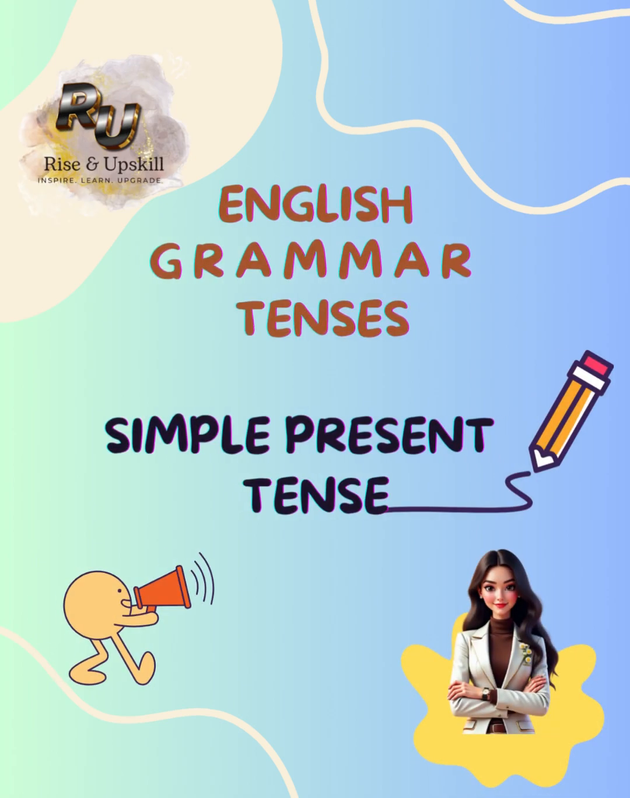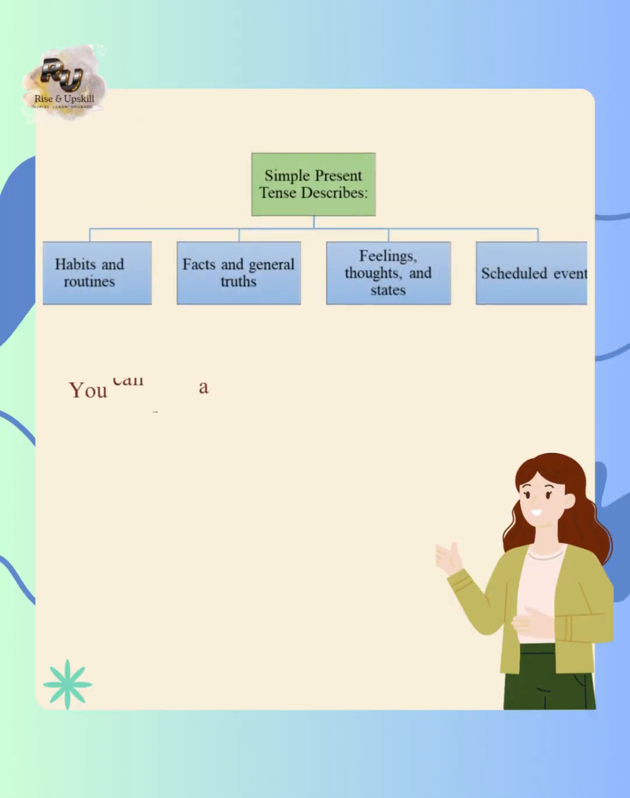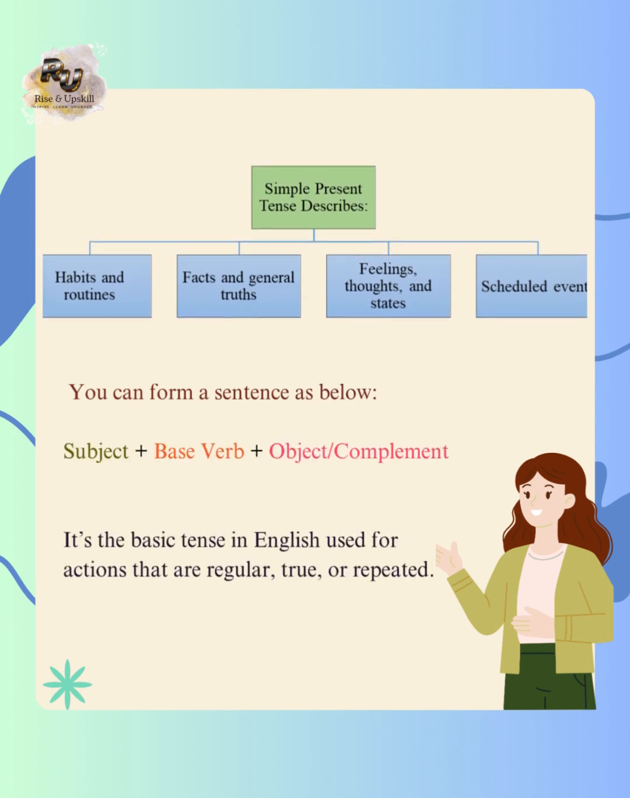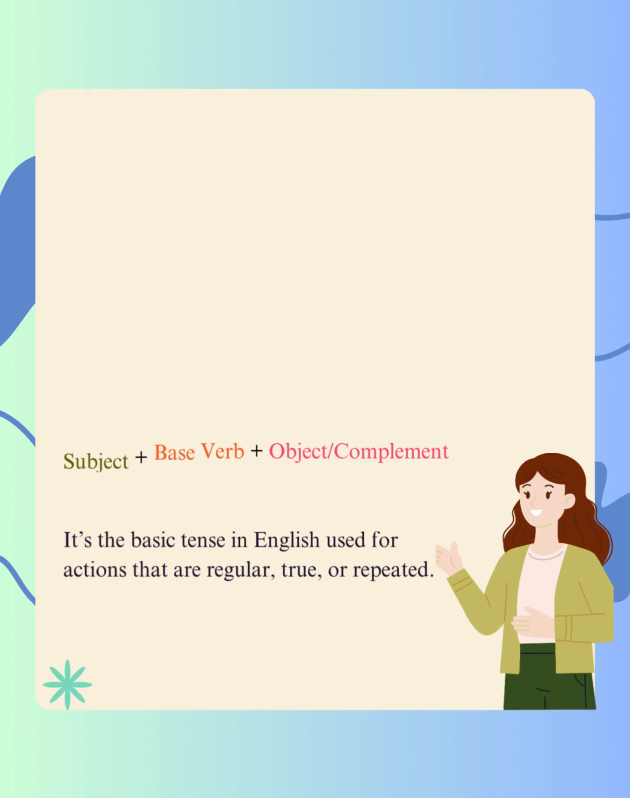English grammar tenses. Simple present tense. Simple present tense is used to describe habits and routines, facts and general truths, feelings, thoughts and states, and scheduled events. You can form a sentence as below: subject plus base verb plus object, or complement. Simple present tense is the basic tense in English, used for actions that are regular, true, or repeated.